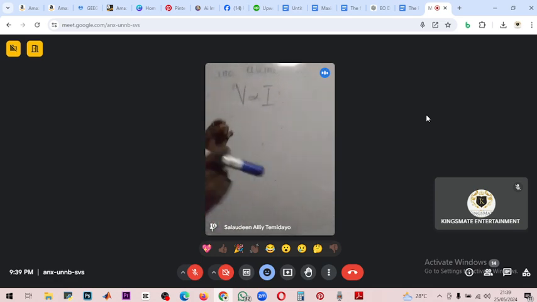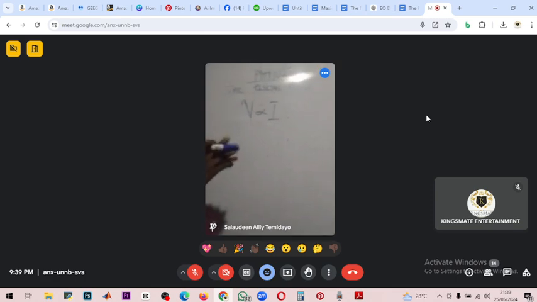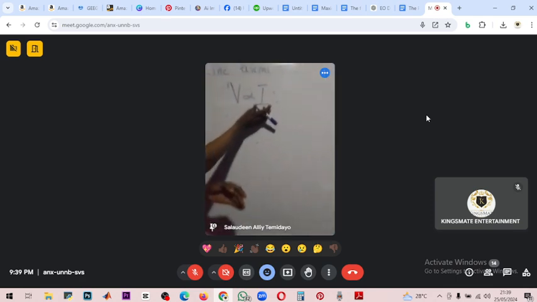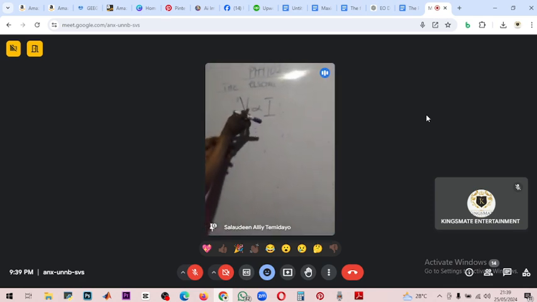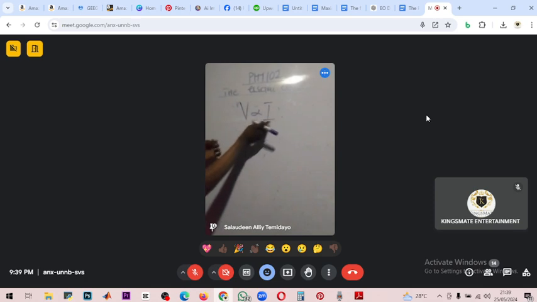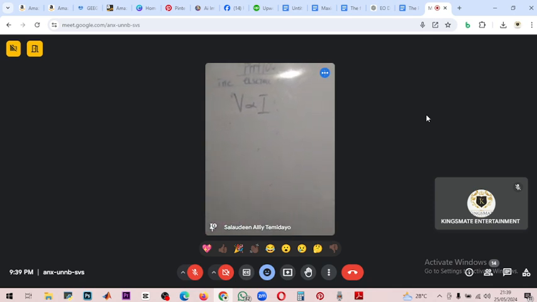For those of you that want to take a good grip of it, Ohm's law states that the potential difference across the terminals of a conductor is directly proportional to the electric current flowing through that conductor, provided that the temperature and other physical quantities are kept constant.